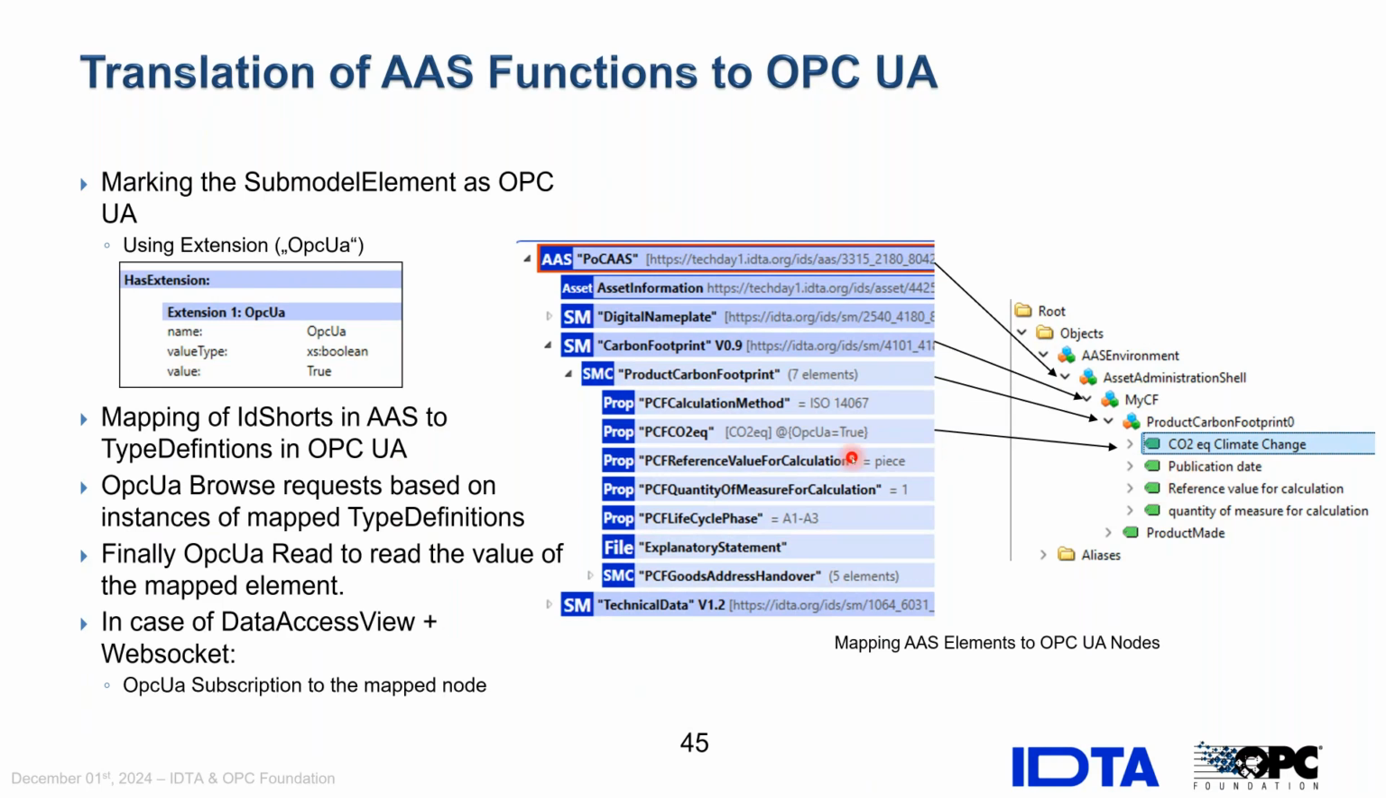So in simple words, on one hand we compare the ID shorts of the hierarchical structures of the asset administration shell, or all the elements, with the type definitions of the corresponding OPC UA nodes on the left-hand side, or here on the OPC UA side. And finally, once we get the corresponding OPC UA node after the sequential OPC UA requests or calls, then in case of REST, we make the OPC UA read request, or in case of WebSocket, we just subscribe to this OPC UA node. So this is how, in general, the translation of AAS functions to OPC UA works.